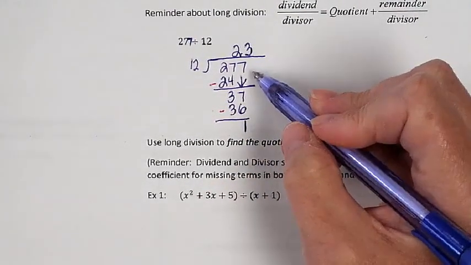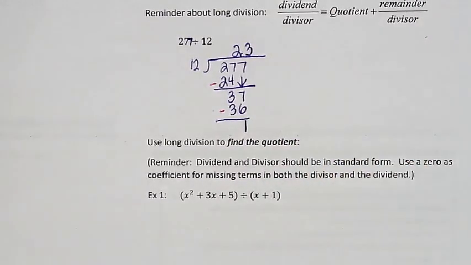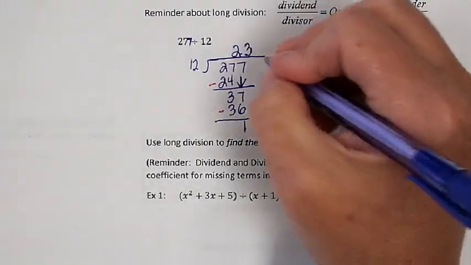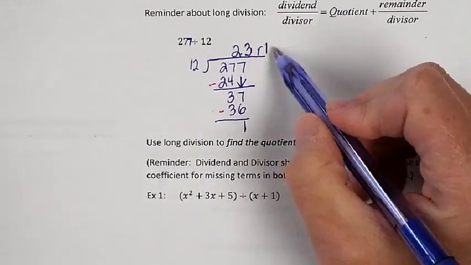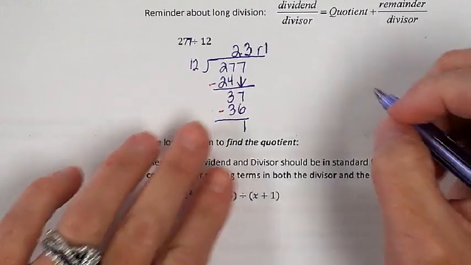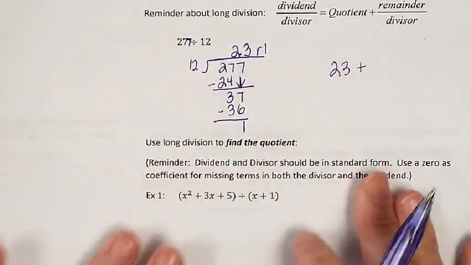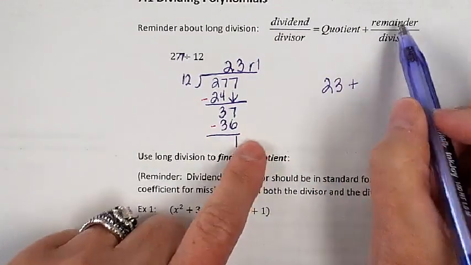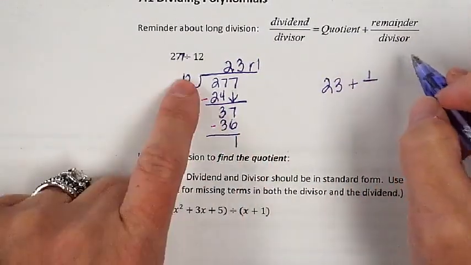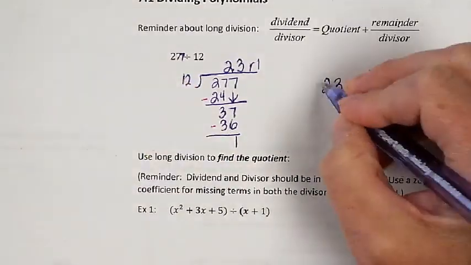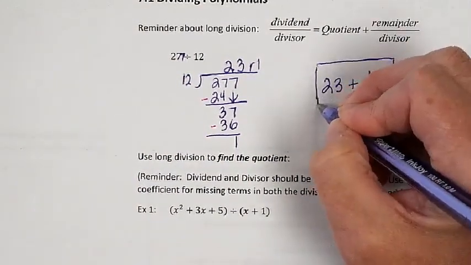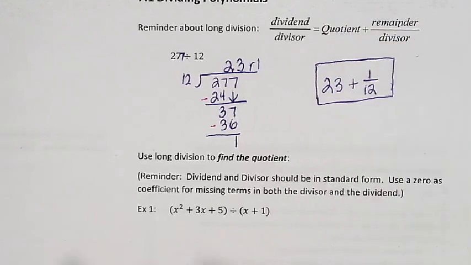Now we should put decimal places to finish dividing, but we're not, because that's not how we're going to do it when we're doing polynomials. So we have a remainder of 1. How we would write this: 23 plus, so we're going to write it as how we have it up here, the remainder is 1, over what did we divide by? 12. Any questions?